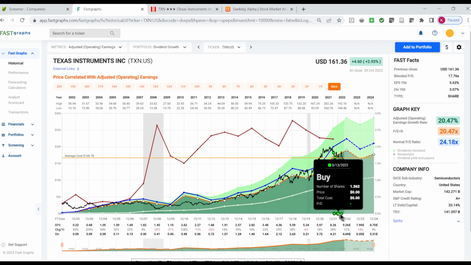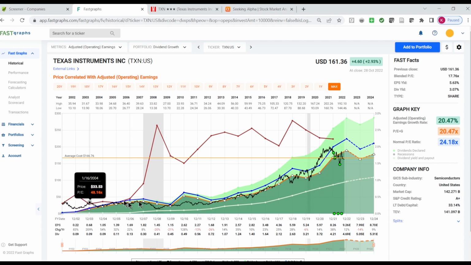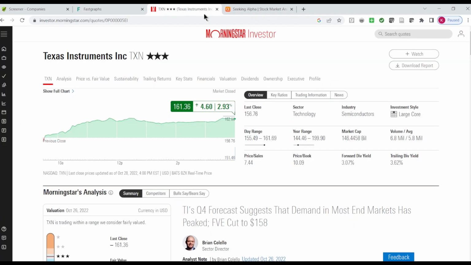You can see these green dots at the bottom at a zero cost. Those are the reinvested dividends. If you see a red dot, that means I sold it. And in the case of Texas Instruments, I have not sold any of the shares that I bought there. So I love FastGraphs because it is visual and it has tons of information all on the screen at the same time. So let's move on to Morningstar.